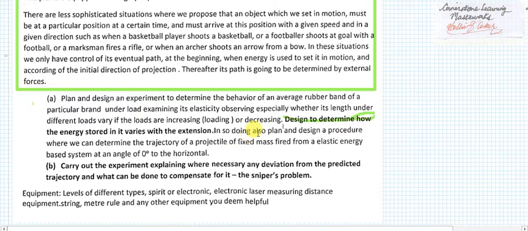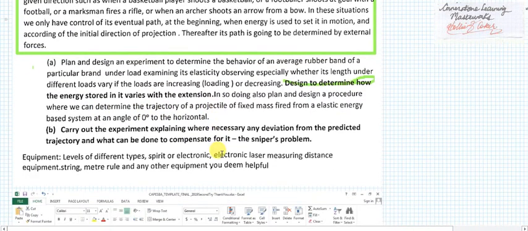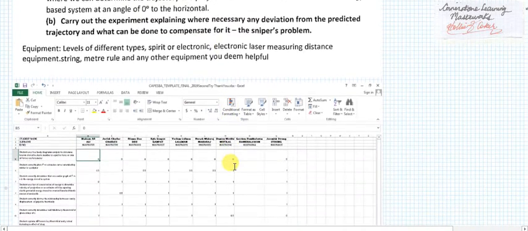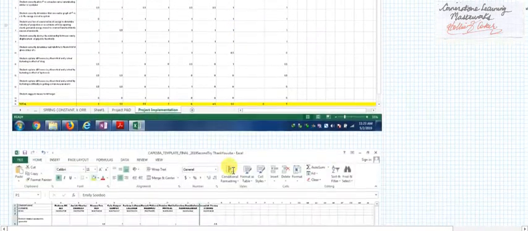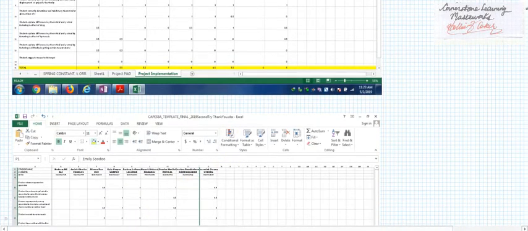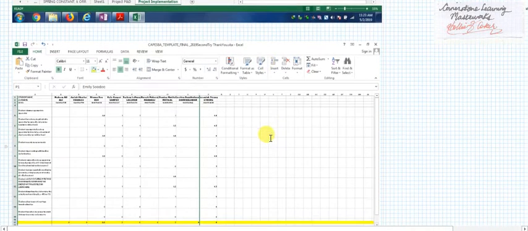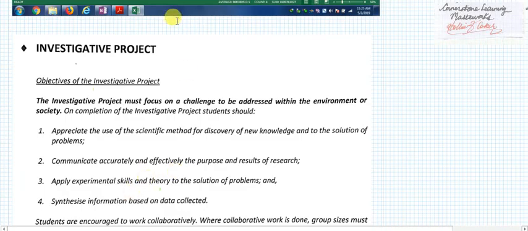So to find the trajectory of a fixed mass fired from an elastic energy based system at an angle of 0 degrees, horizontal, we actually made our system for propulsion already, where we use clothespins and a lever and a rubber band and so on. You have to draw those diagrams. If I don't see those diagrams, I cannot help you. The person looking at your lab must see the drawings and understand what they're trying to achieve. Okay?